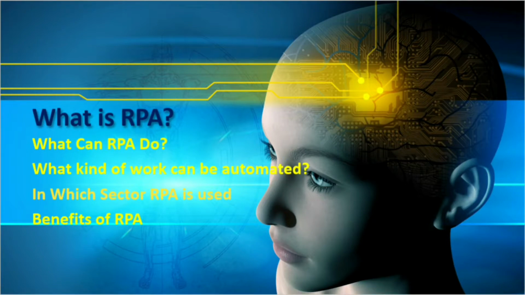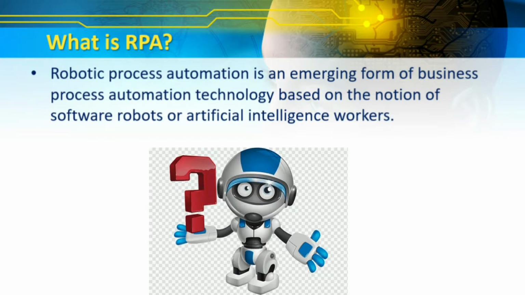So starting with the topic, what is RPA? RPA means Robotic Process Automation, an emerging form of business process automation technology. It is a software technology that makes it easy to build, deploy and manage software robots that can replicate humans' actions interacting with digital systems and software.